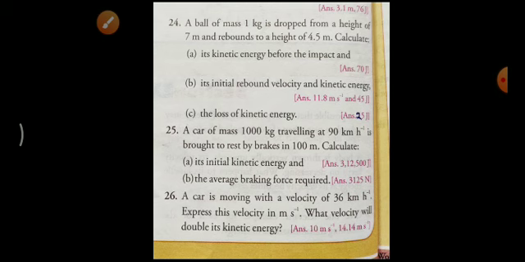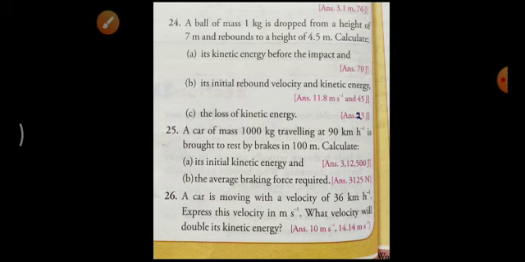Then number 26, a car is moving with a velocity of 36 km per hour. Express this velocity in meter per second. See, express this velocity in meter per second means very simple one. Simply we have to multiply by 5 by 18, it will come 10 meter per second.